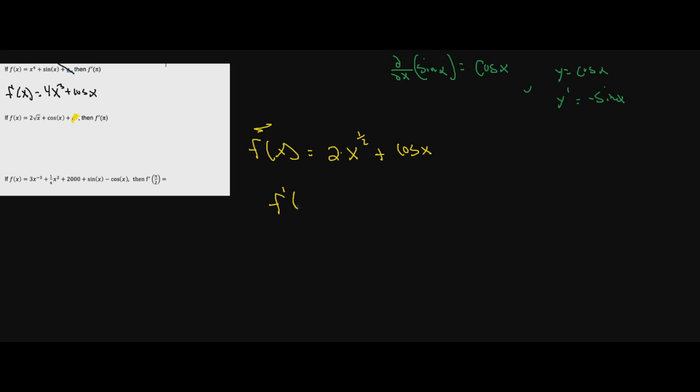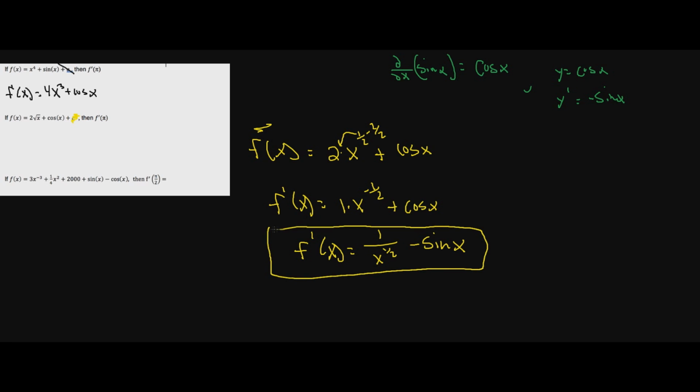Well, let's take the derivative of this function. Okay. Bring the 1/2 down. 2 times 1/2 is 1 times x to the, now subtract 1, but we're going to do it in a fancy way, 2 over 2. We get negative 1/2. Plus cosine of x. Okay, let's just continue. F prime of x is equal to, remember, a negative exponent means that you're going to put it on the denominator, so it's 1 divided by x to the 1/2. What's the derivative of cosine? Well, that's negative sine of x. And there it is, my friends. That is the derivative of this function right there.